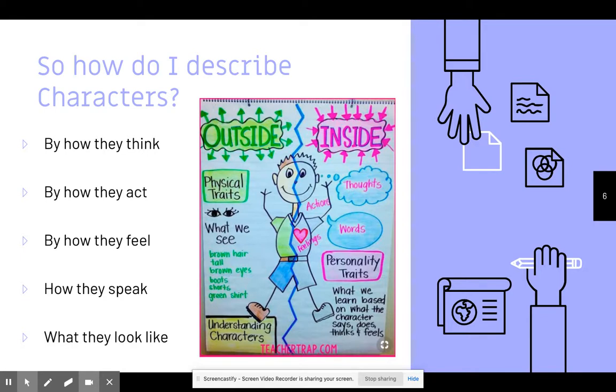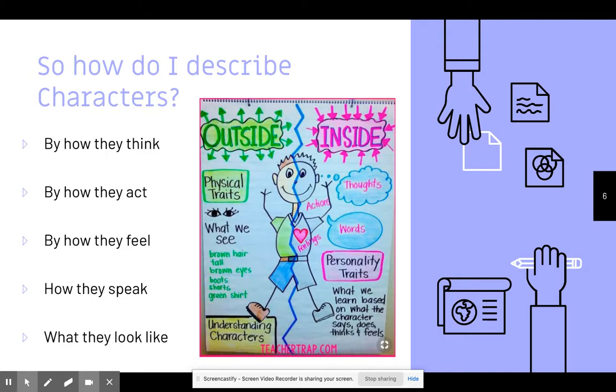So inside traits are going to be how the character, point to your head, is thinking, point out, acting, to your heart, feeling, to your mouth, speaking. How a character is thinking, acting, feeling, and speaking. Okay? Those are all of the things that sometimes the author tells us, but usually we're going to have to make an inference or a guess.